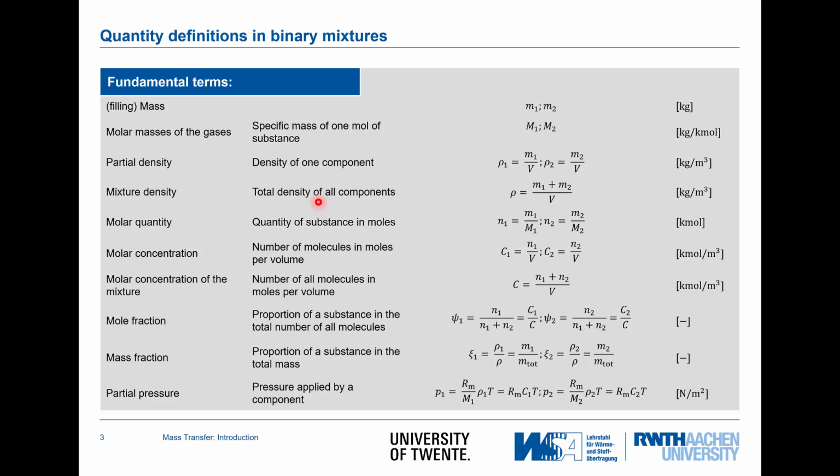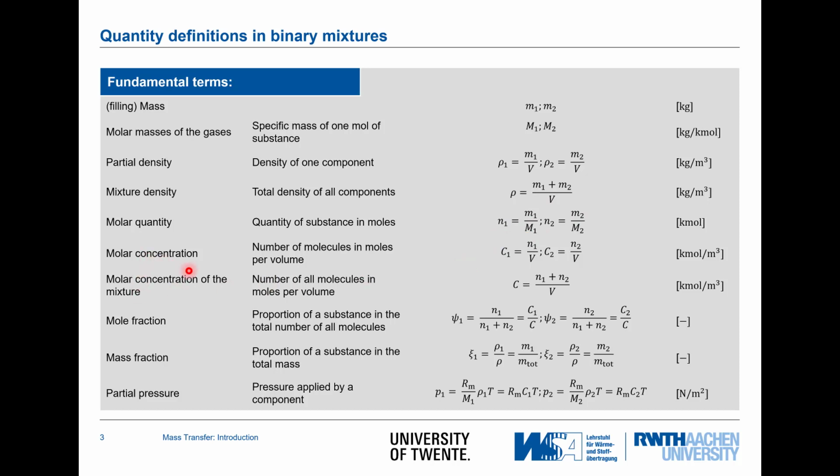If we go then from density to molar properties, here the molar quantity, like how much of substance in terms of molecules or moles is in. So this is denoted by small n, and this is the mass divided by the molar mass. So we divide kilograms by kilograms per kilomole and end up with a unit of kilomole. And I think the indices are self-explanatory.